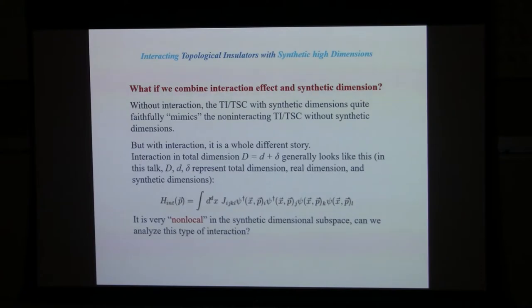Finish the sentence and then yes, I have a question. Okay. So this interaction will be local in the d-dimensional actual space and local in the momentum space, or synthetic momentum space, in the delta-dimensional synthetic dimension. But actually, if we do Fourier transformation to the capital D dimension, it's going to be a very, very bizarre looking non-local interaction. Okay? A question, Bob?